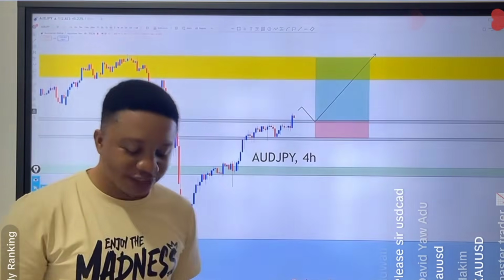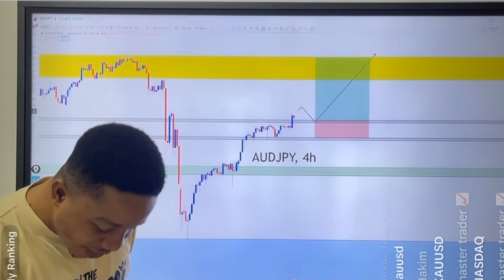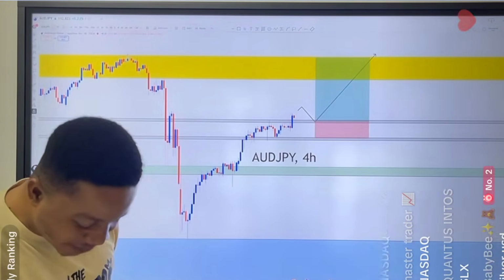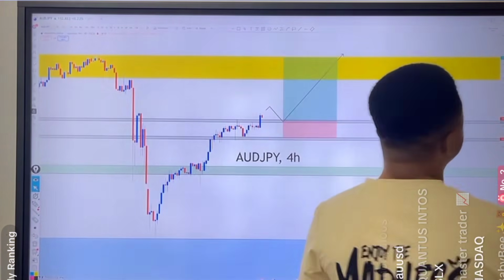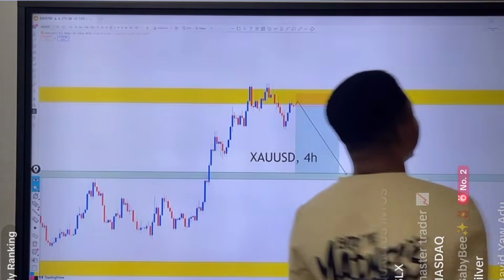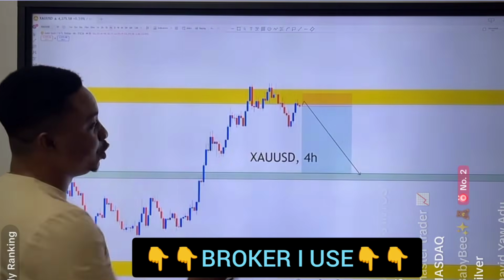All right, let's go to the next one. Okay, now the next one that I'm seeing is gold again. Let's go to gold. I'm seeing gold again, so let's do gold again. So gold, let's break it down. This is gold or XAUUSD.